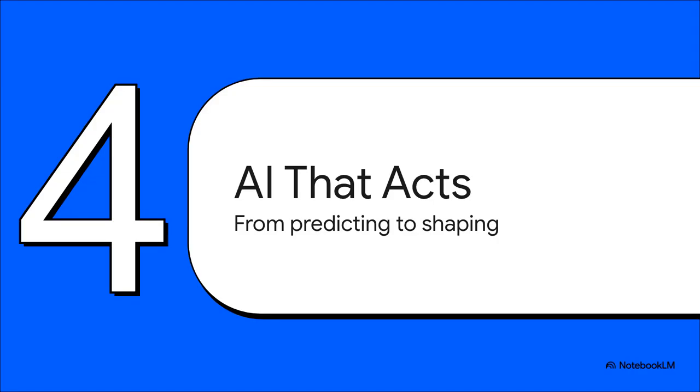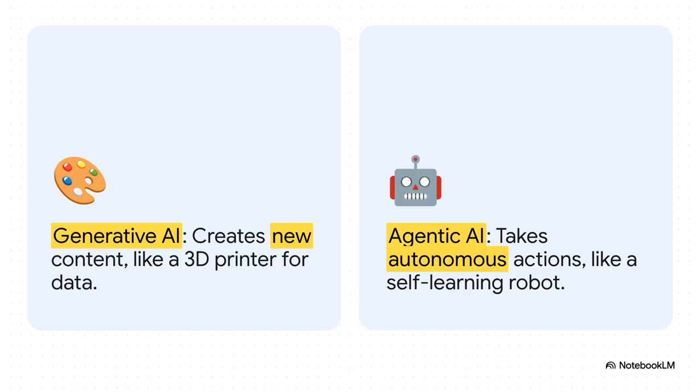We've seen AI that can predict and AI that can create. So, for our final section, let's look at our last class of tools, the ones that build AI that can actually act, making its own decisions and interacting with the world. And this is a really important distinction to get. The models we just saw, like transformers and diffusion, are generative AI. Think of them like a 3D printer for data. They create new stuff. But the models we're about to look at build agentic AI. They're the brains inside a system that takes action on its own, kind of like a self-learning robot.